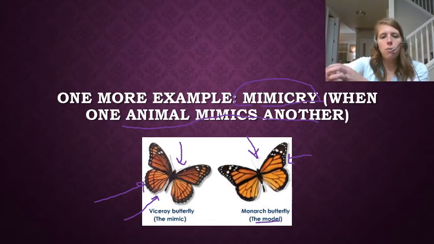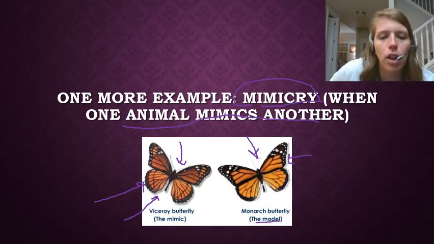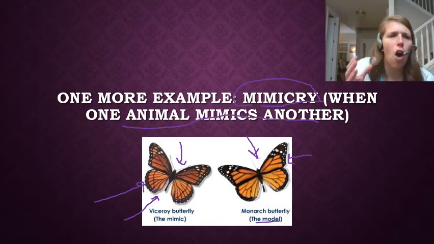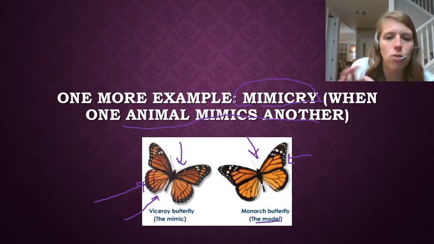So over time, perhaps these viceroy butterflies used to look different. Perhaps they used to be all orange, but there was a generation where a few of them maybe had black stripes on it.